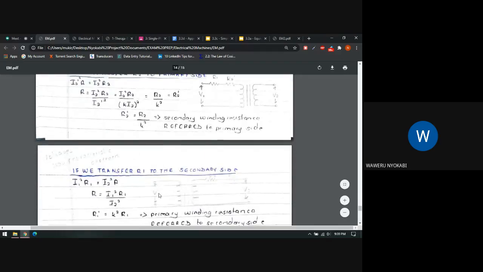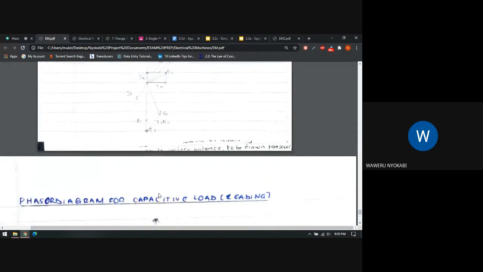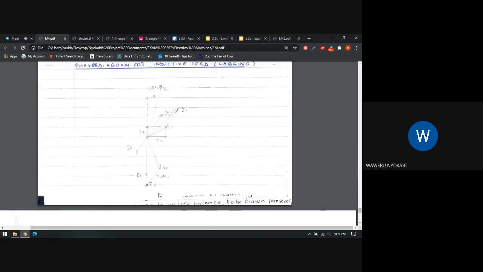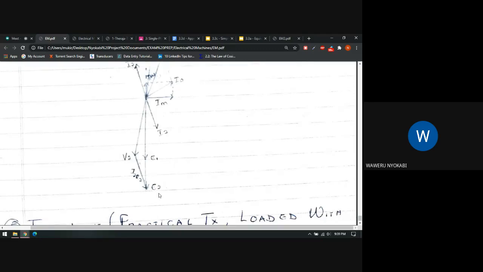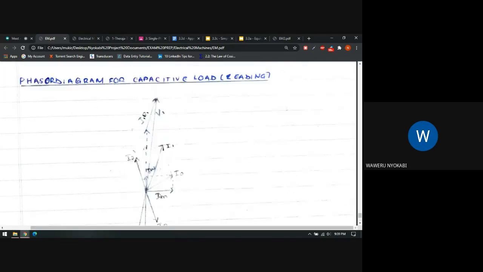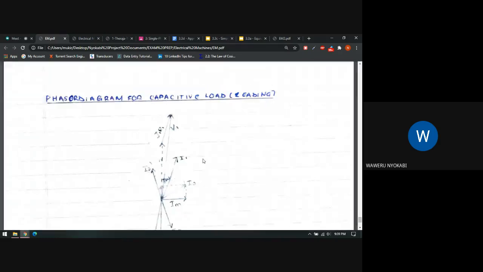I'm going to skip all this so that we can go straight to the question. I've used the lagging one before, so I'm going to use the phase diagram for a leading load. This is going to help answer the question that the voltages are load characteristic dependent.